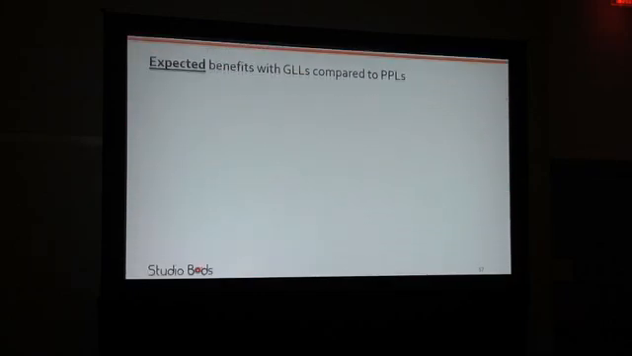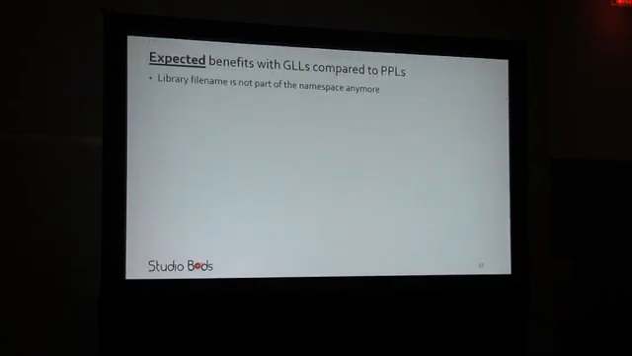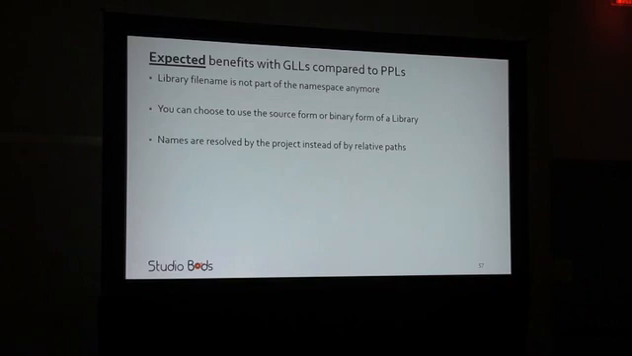So the library file name is not part of the namespace anymore, which brings a lot more flexibility. You can choose to use the source or the binary form of a library. Names are now resolved by the project instead of by a relative path, so it will be almost impossible to have cross-linking. VIs will not remember the relative path anymore. The project will use the namespaces to resolve the path.